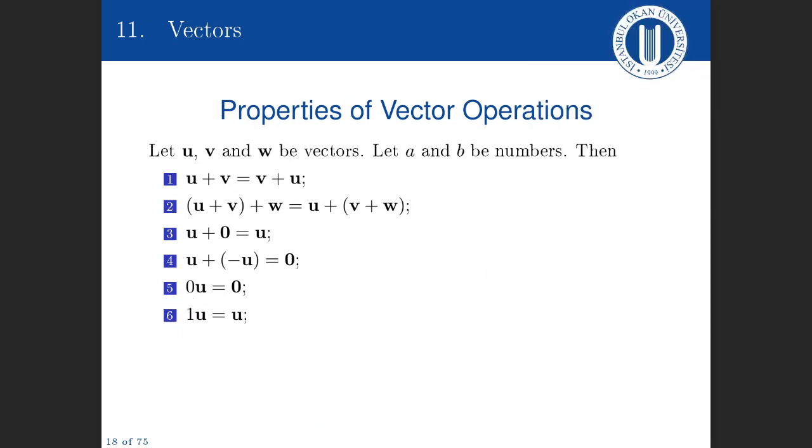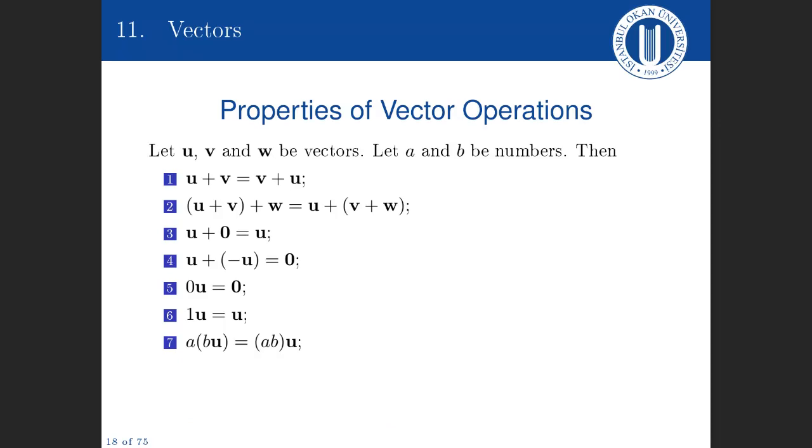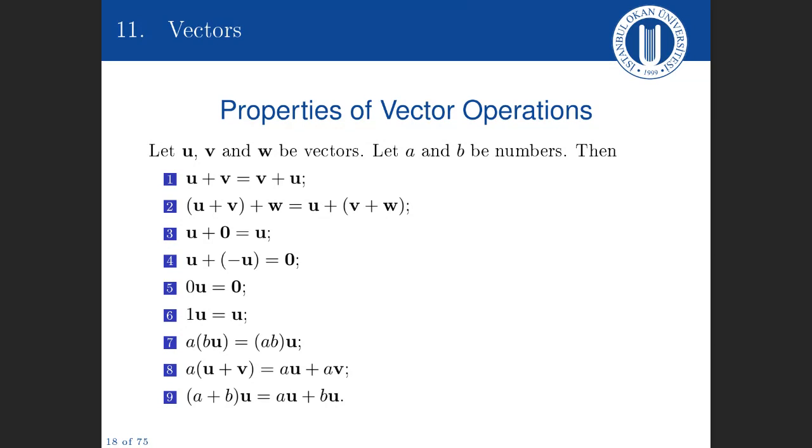Let's continue. Property number 6, 1u is always the same as u. Property 7, a multiplied by (bu) is the same as (ab)u. Property 8, a multiplied by (u plus v) is the same as au plus av. And then finally, (a plus b) multiplied by u is the same as au plus bu.